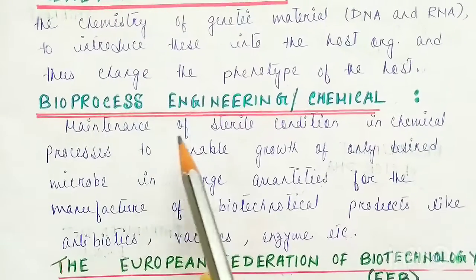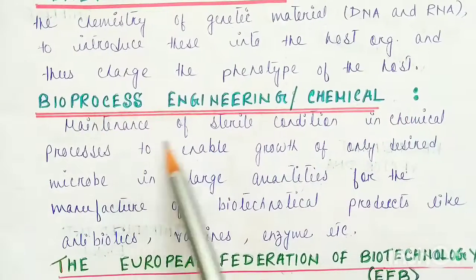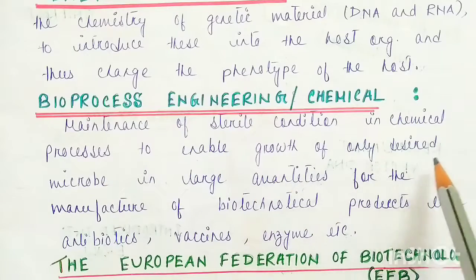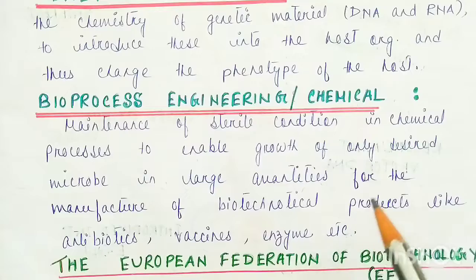The next principle is bioprocess engineering or chemical engineering. Maintenance of sterile conditions in the chemical process to enable growth of only the desired microbe in large quantities for the manufacture of biotechnological products like antibiotics, vaccines, enzymes, etc.